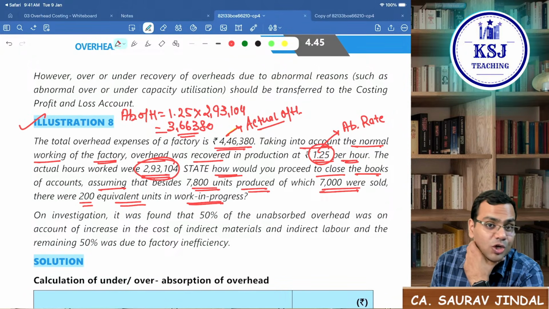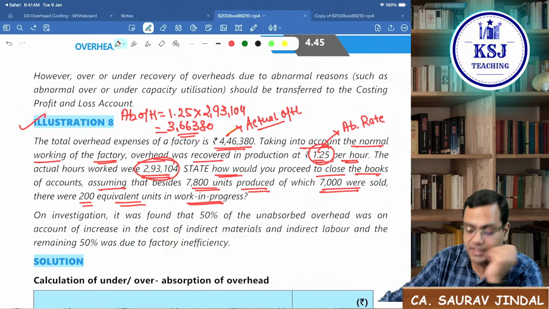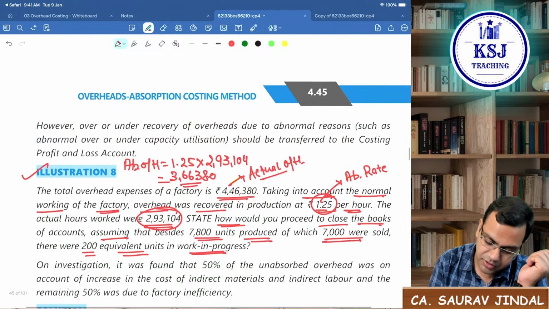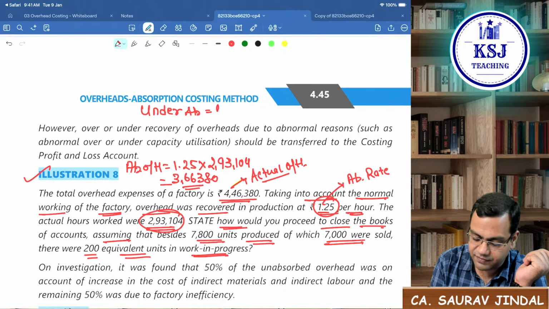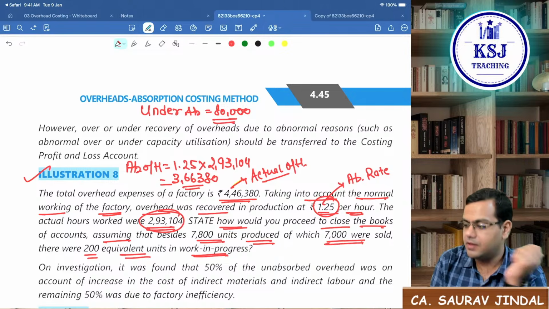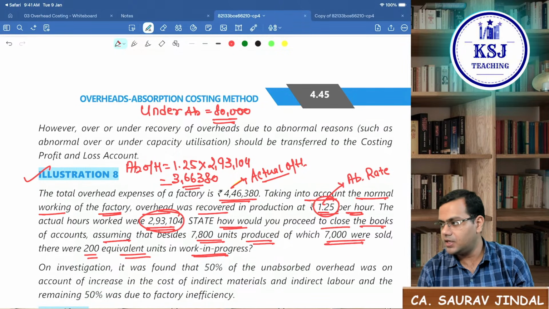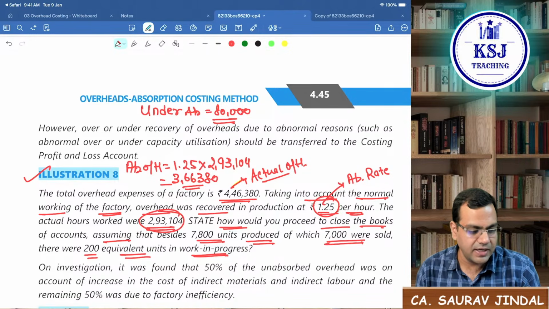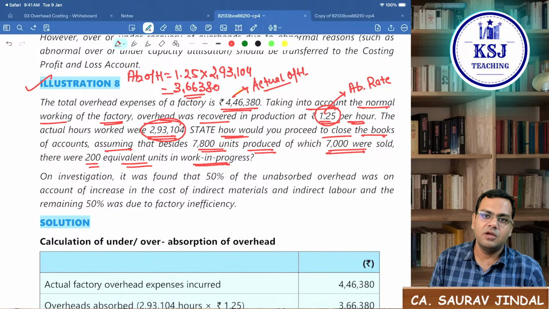What is your actual overheads? Actual overhead is 4,46,380. You are absorbing 3,66,380. That means there is an under absorption of 80,000. Right? So the first and foremost thing is whether there is under absorption or over absorption. We have calculated that there is an under absorption. Next we have to find out the reason, because for the costing and accounting treatment, we need to find out the reason.